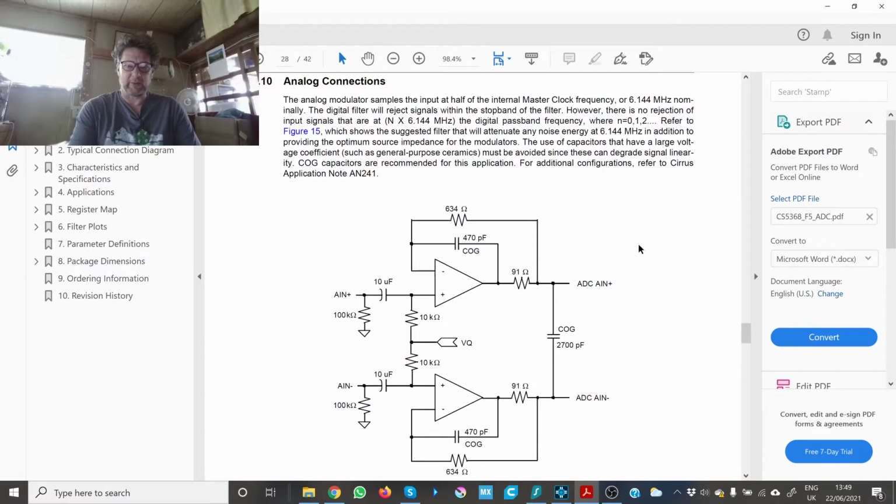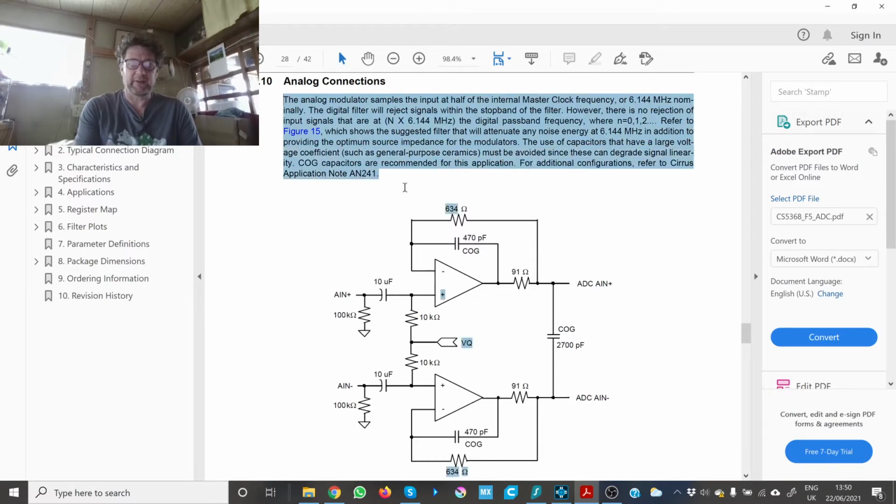So yeah, just a quick update. I now understand why my dB ranges didn't seem to look right. This filter is basically designed for the 6 megahertz area and higher. So I'll just read this piece here.